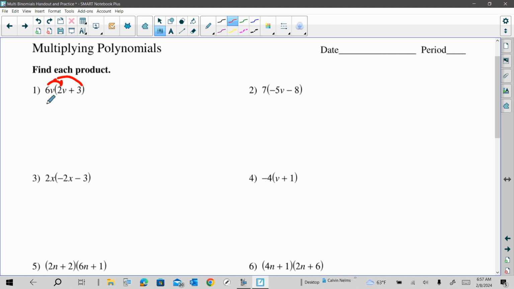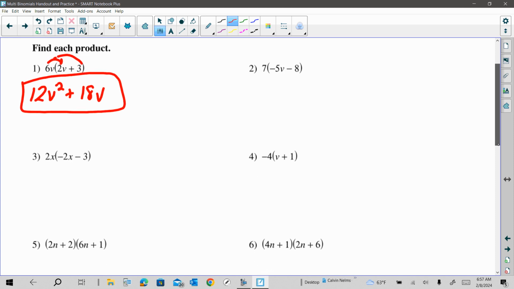Okay. This 6v times 2v is 12v squared. And 6v times 3 is 18v. And that's our final answer. So we're just distributing one term to each term inside.